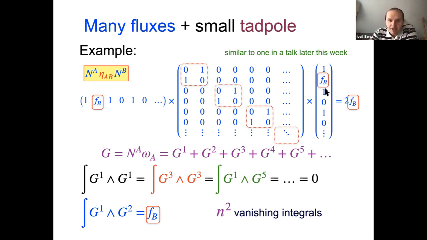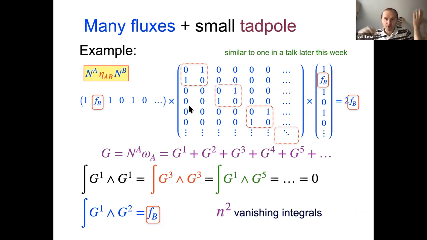Now, if I break this flux matrix in the cohomology basis, which I told you before, I can write G as G1 plus G2 plus G3 plus G4 plus G5. G1 is, again, this guy here. G2 is this guy, G3, G4, G5, and so on and so forth. And from the intersection matrix, I can find very easily that G1 times G1, for example, the integral over the Calabi-Yau is equal to 0.